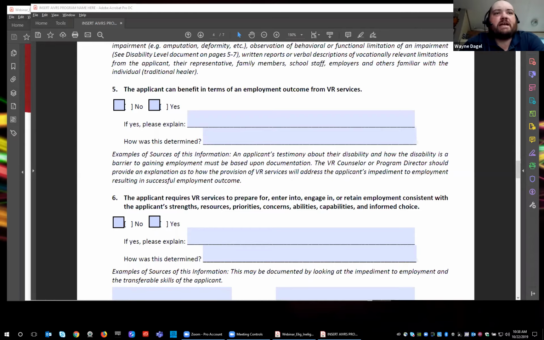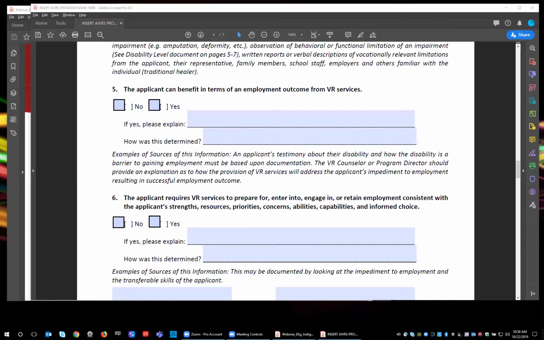Number 6, the applicant requires VR services to prepare for, enter into, engage in, or retain employment, consistent with the strengths, resources, priorities, concerns, abilities, capability, informed choice. That's standard language, right, out of CFR. We hear it all the time. I call it the grade 8 because I get tired of saying all those words together, and really I can't memorize that many words. So grade 8's easier for me.